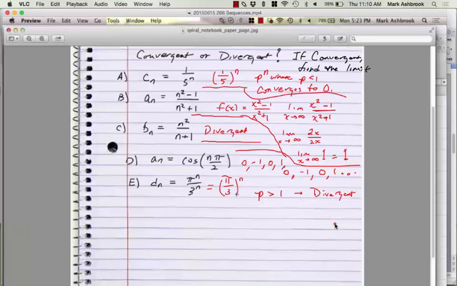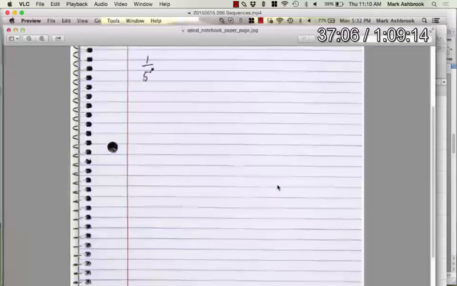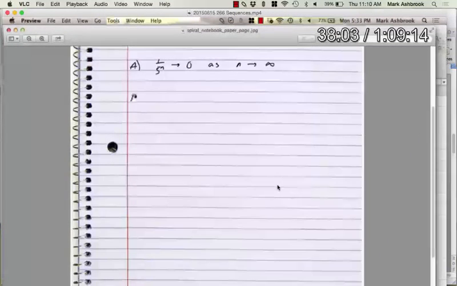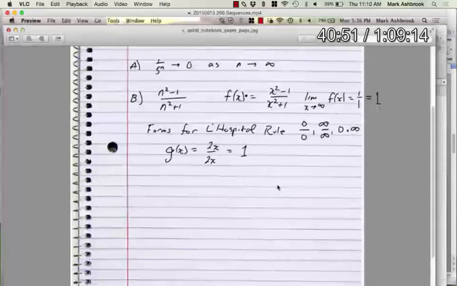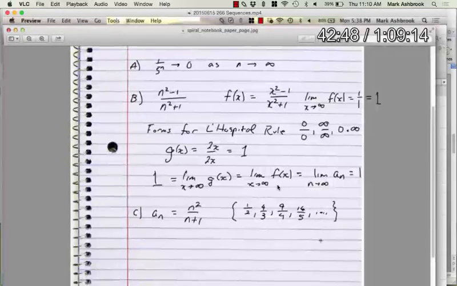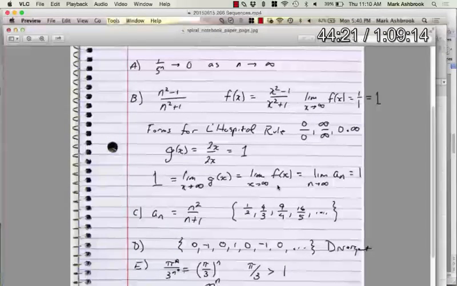Okay, questions on these examples? B is convergent, right? When it's 1, it's convergent. Yeah, if the limit exists, that's the meaning of convergent. Other questions? Here's all the answers I did before. There's another set of problems there.